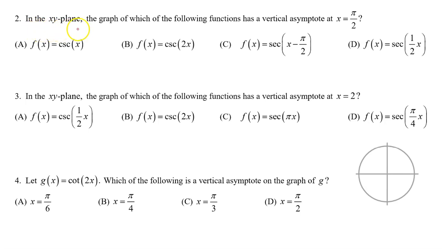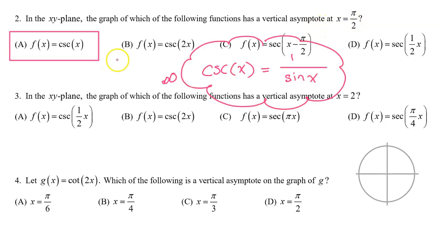Number 2. In the xy plane, the graph of which of the following functions has a vertical asymptote at x equals pi over 2? Looking at option A, we know that cosecant x is 1 over sine x. So this function will have a vertical asymptote where the denominator, sine x, is equal to 0.